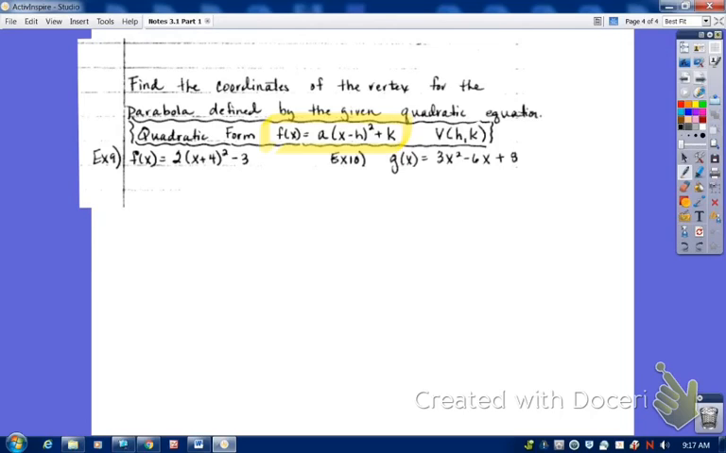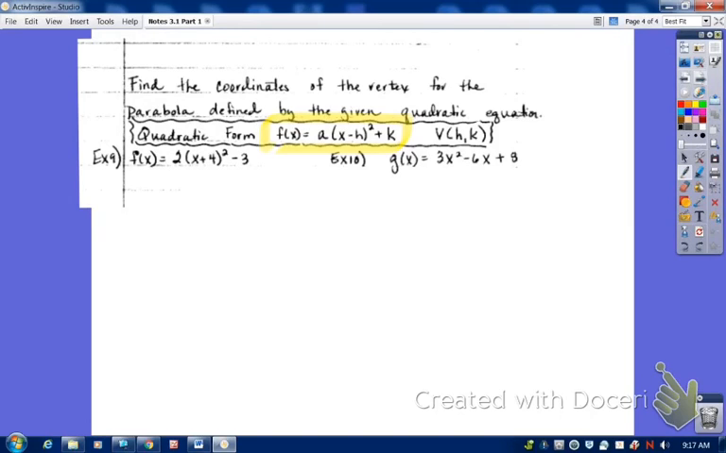So example 9 is already in this form. Okay, what is acting like the a value? The 2. Okay, what's acting like the k value? I skipped the h for a reason. What's acting like the k value? The negative 3. And then the h value is not positive 4, but negative 4.